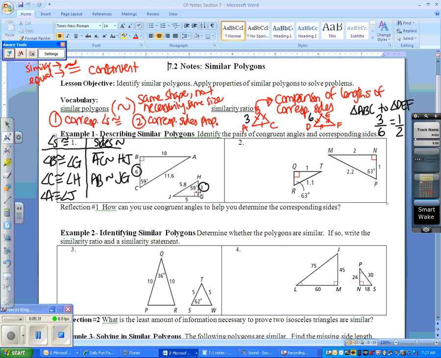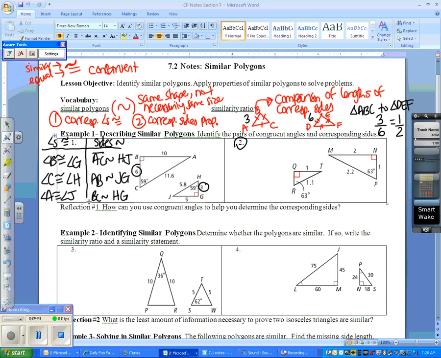So for example, in this triangle, 3 is the smallest side. In this triangle, 6 is the smallest side. So that means BC must correspond to HG. So there are different methods you can use to figure out which sides correspond to each other. Okay, so you're going to try to do that same thing for number 2.